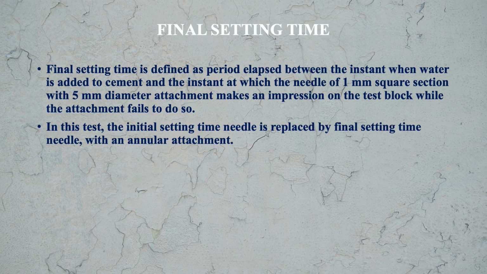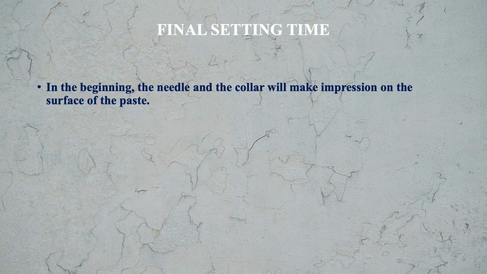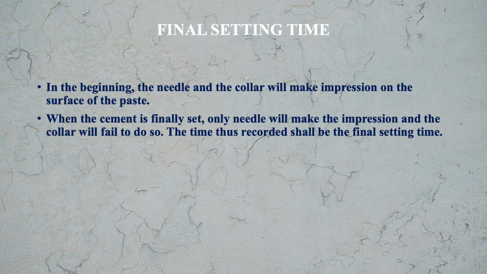1 mm square needle along with 5 mm diameter attachment. This attachment will be used for final setting time. It is released on the top surface of the mold at regular intervals and the time is recorded. In the beginning, the needle and the collar will make impression on the surface of the paste. When the cement is finally set, only the needle will make the impression and the collar will fail to do so. The time thus recorded shall be the final setting time.